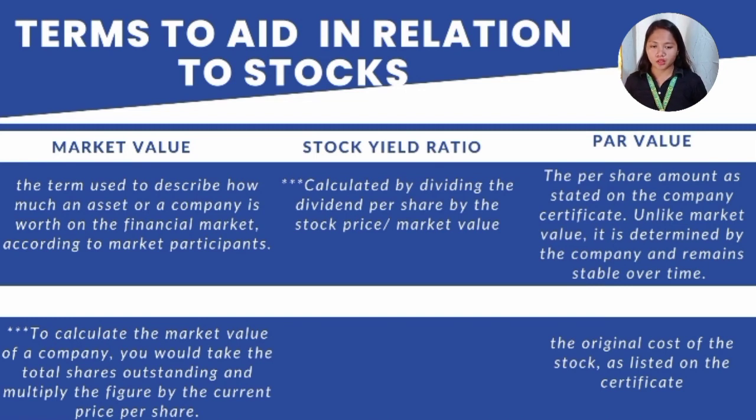To calculate the market value of a company, you would take the total shares outstanding and multiply the figure by the current price per share.